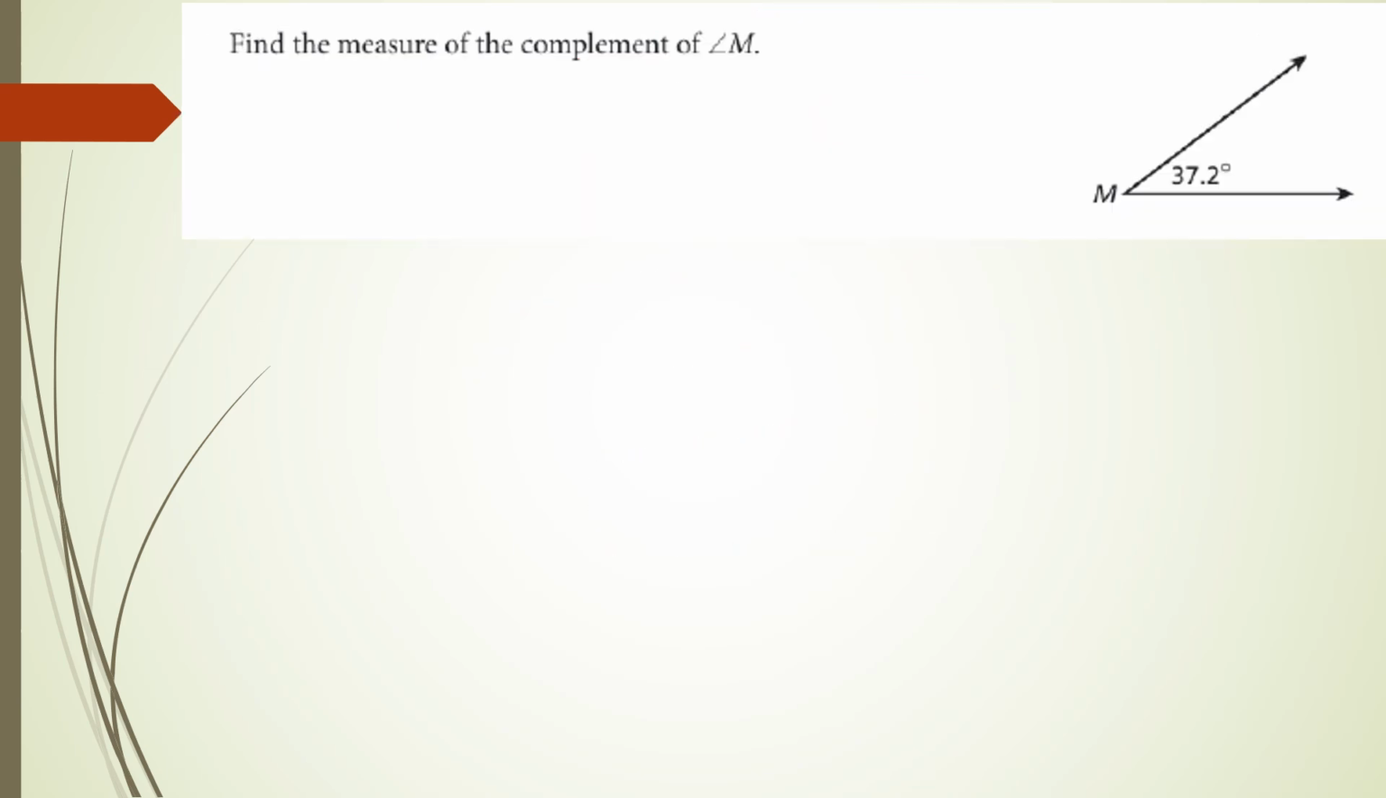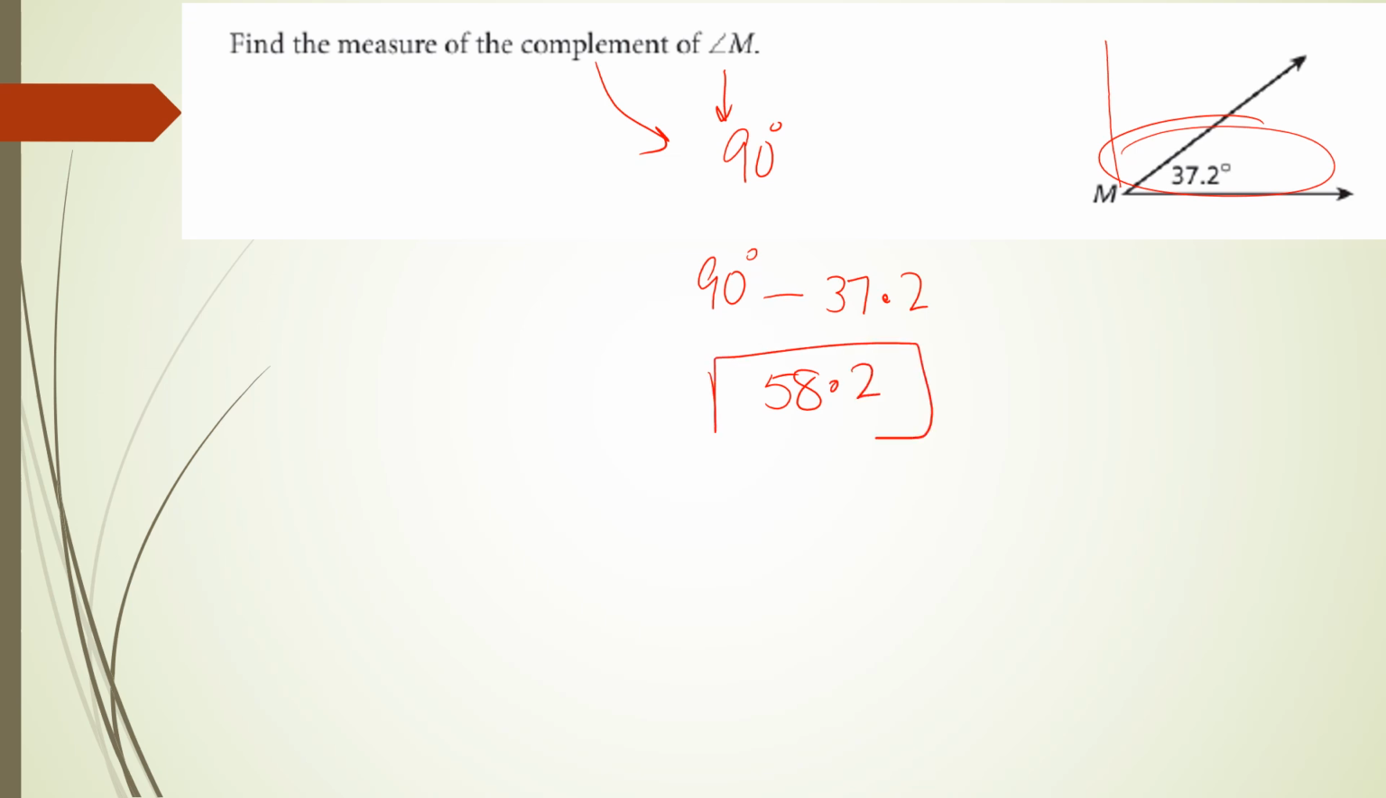Find the measurement of the complement of angle M. It means that the overall measurement of angle M will be 90 degree. Why? Because of the complement. Complementary angles add up to 90 degree. So what is the thing? To get the 90, from the 90 you subtract the measurement of this angle. That is 37.2. Write it in the calculator and we will get 58.2. That is our answer. Now if you add 58.2 with 37.2, you will get 90 degree.